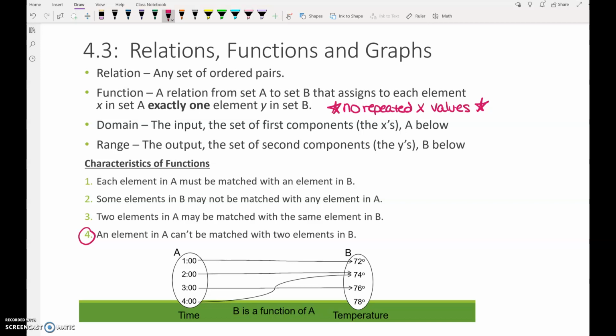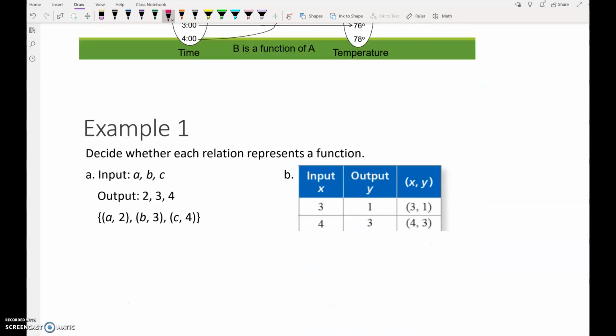This mapping diagram says that one of these points is 1 o'clock, 72 degrees. Another point is 2 o'clock, 74 degrees. So do you see how the ones on the left are linked with arrows to the numbers on the right, and that creates ordered pairs? If something on the left is linked with 2 separate things on the right, that means that x value is used twice, and that would make it not a function. So no repeated x values.